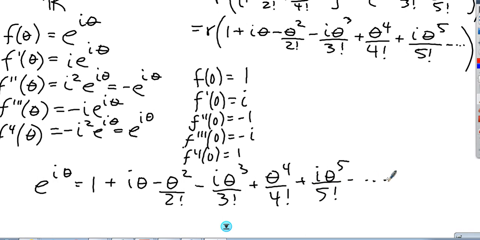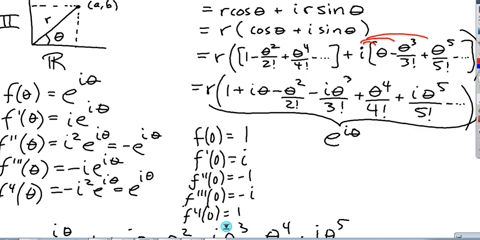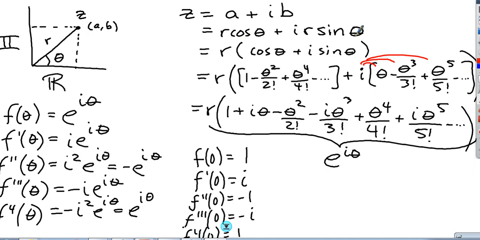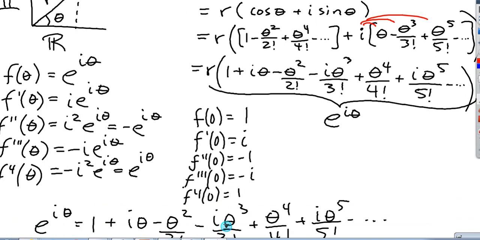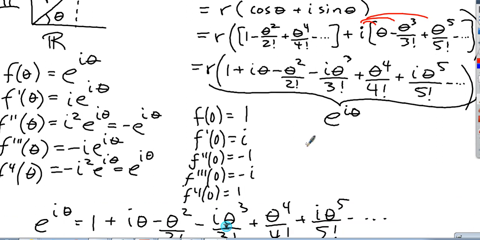Let's look above and see what we have. We got a 1, i theta, minus theta squared over 2 factorial, minus, and so you keep looking and you find that that is the function we were looking for. So this piece right here equals e to the i theta. So that means instead of using sines and cosines, I can use z equal to r, this r here, e to the i theta.